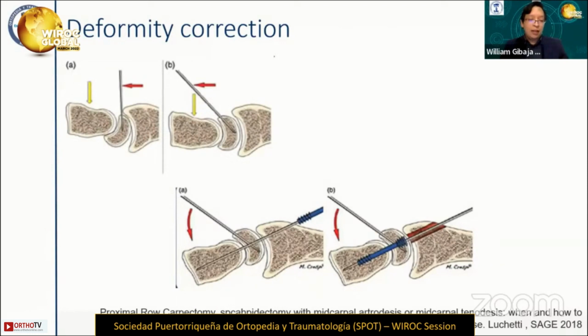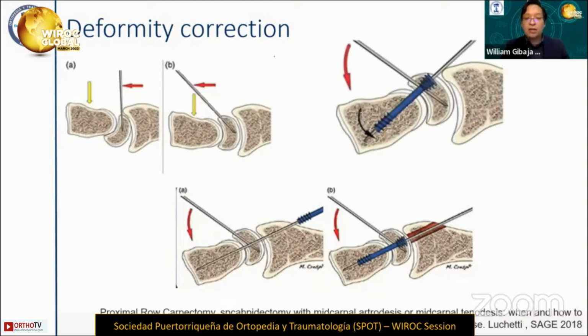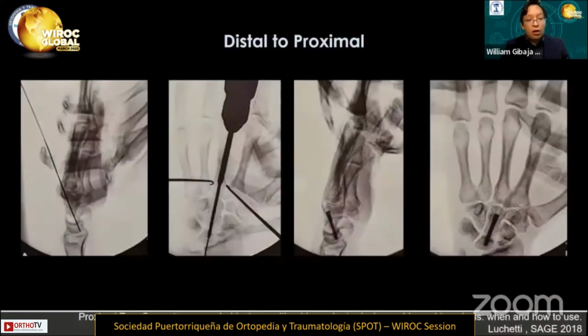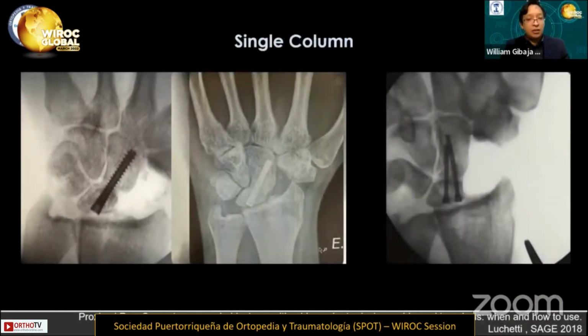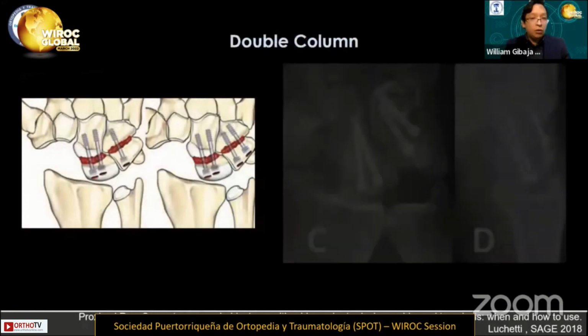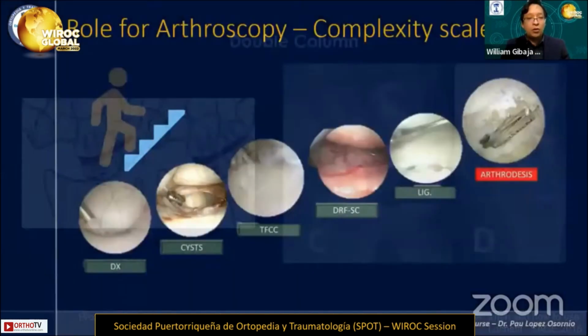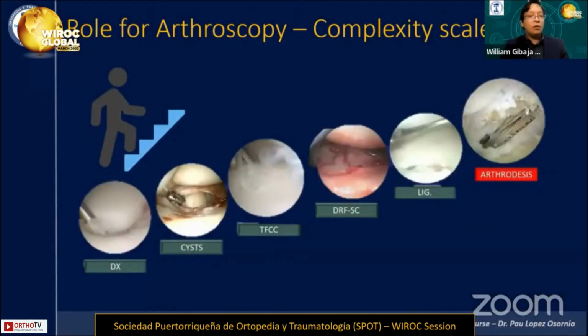For this, the lunate that is in extension needs to be reduced to flexion, and the screw can be applied either directly or through the dorsal aspect of the distal radius. Or if you don't want to violate the proximal lunate, you can enter distally from the third metacarpal. It can be done in a single column, in a double column, as explained here, with either 1 or 2 screws.